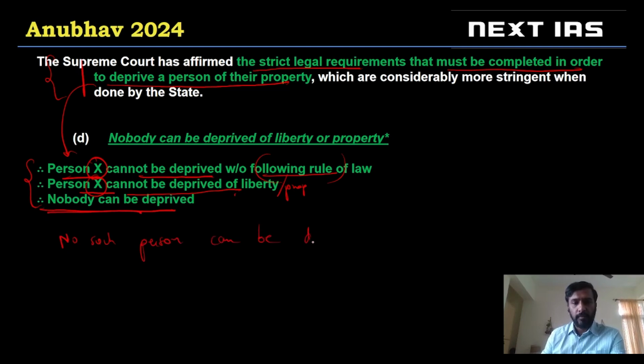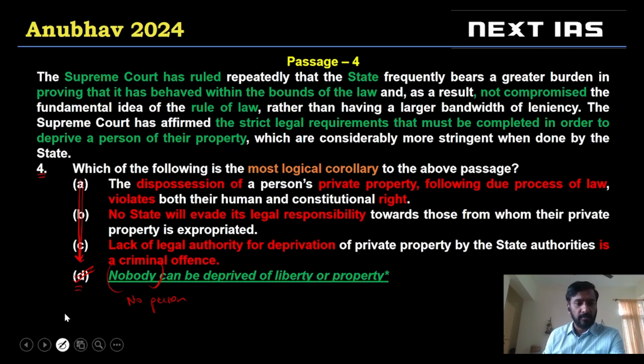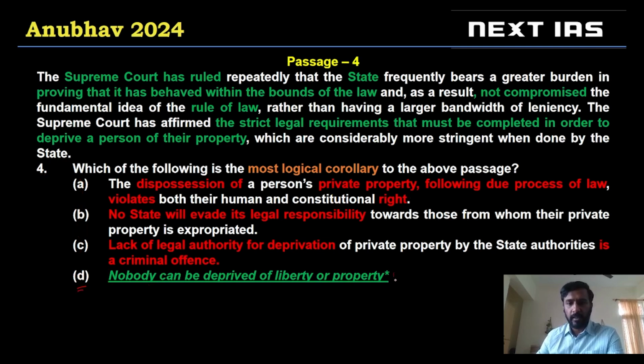Now, obviously, one of the reasons this option is a little difficult is that to make it fully logical, we should say nobody can be deprived of liberty or property unless due rule of law or due process, rule of law would be more accurate, unless rule of law is followed. Now, conveniently, the examiner has skipped these words to make the question more difficult. If these words were there, then it would be very easy, right? Conveniently, these words have been removed.